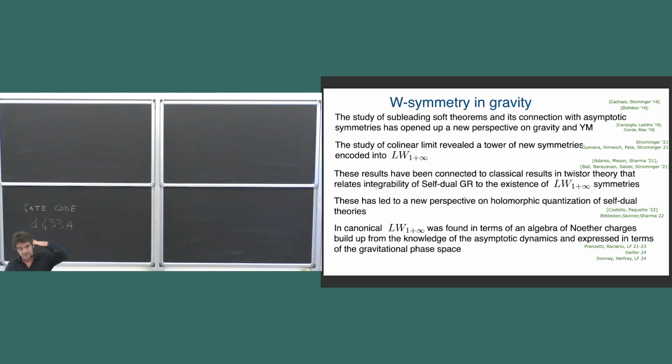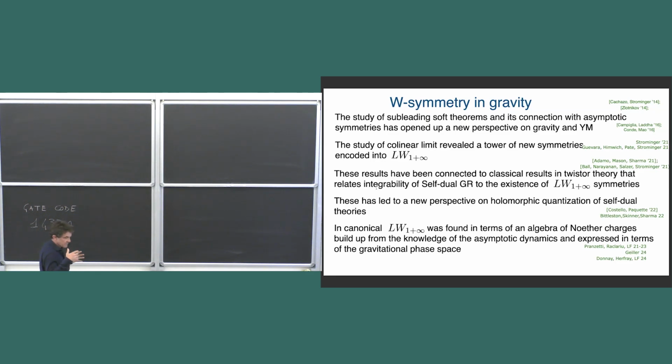Each one of these symmetries is related to subleading soft theorems. So this is where the story started with this work by Strominger and his team for the subleading symmetry, and then the sub-subleading symmetry. And I'm going to argue, in fact, in gravity, there's even a sub-sub-subleading symmetry, which is exact, which we have.